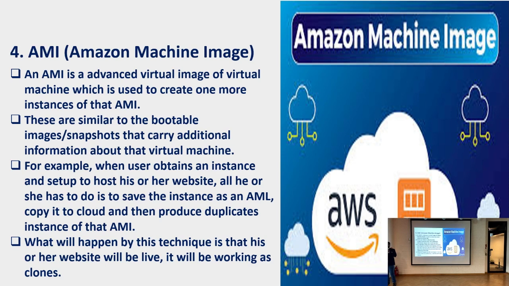Suppose after some days or months, some problem or issue occurs in the servers which have been deployed in other cities. Then there is no big deal. I will get the duplicate copy and clone of the Mumbai location again, and I will set it up again in another city. So that is the Amazon Machine Image definition.